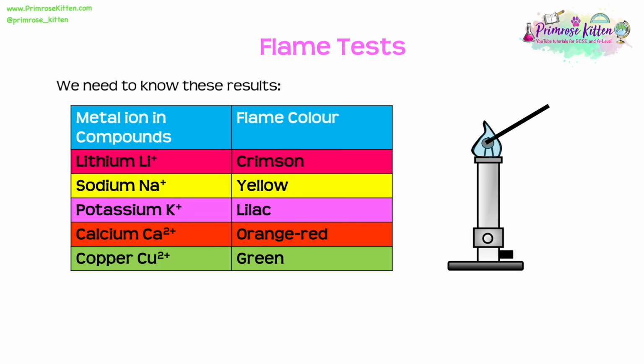Potassium, or K+, gives us a lilac flame. Calcium, or Ca2+, gives us an orange-red flame. And finally copper, which is Cu2+, gives us a green flame.